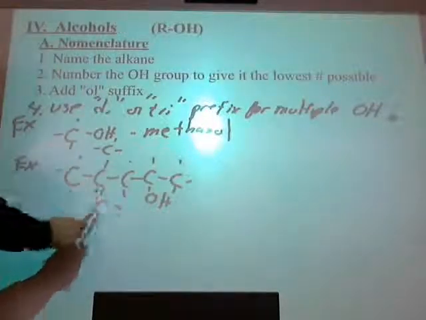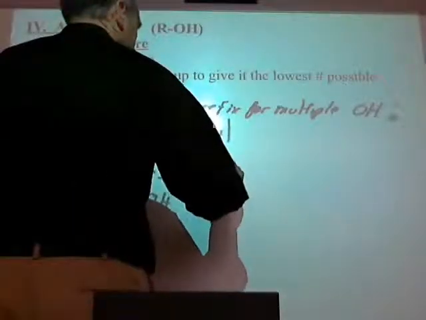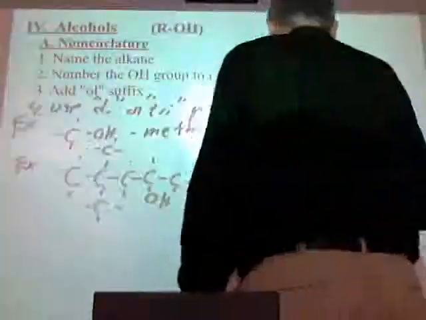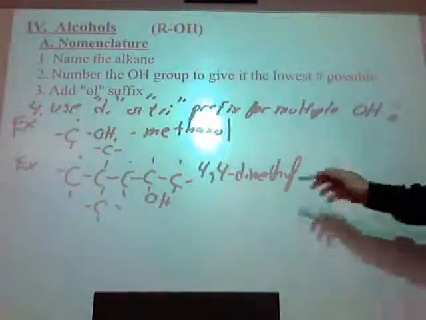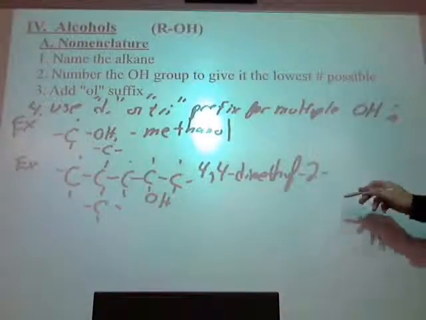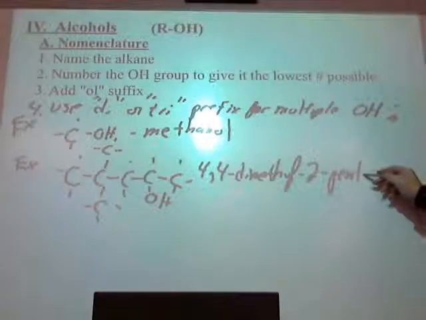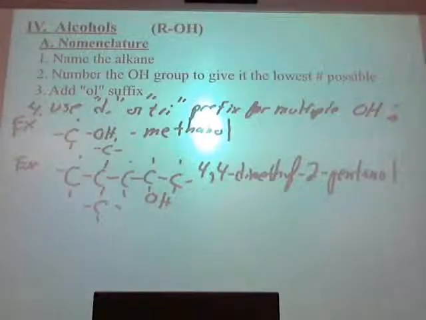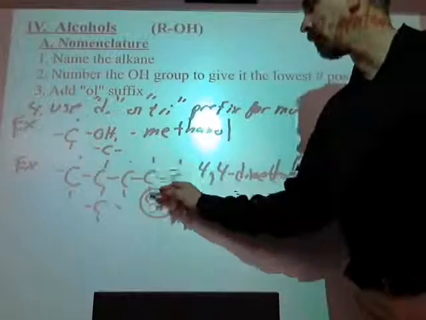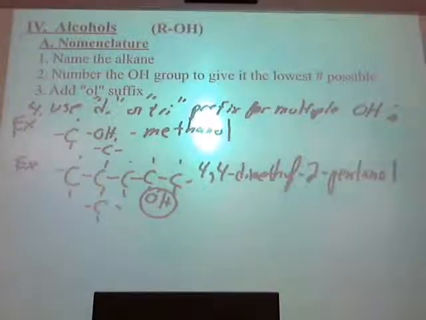so I would call this guy 1, 2, 3, 4, 4-dimethyl... 4-dimethyl, what? 2-pentanol. Okay, see it? What is the OH on? Is it on the end one or the second one? This OH is coming off of the second one. That's why it's 2-pentanol. If it was on the end one, it would be 1-pentanol.